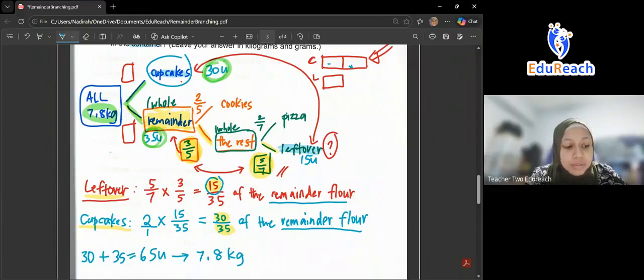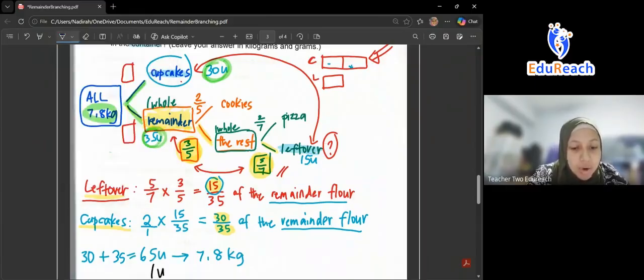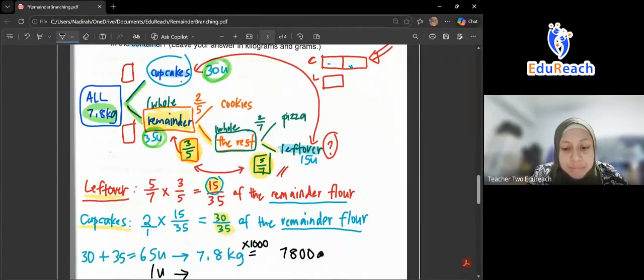Then I solve like normal. 1 unit has a decimal. Never mind. That's the reason why they want you to leave your answer in kilogram and grams. So I can change my kilogram to grams first. Do you remember? You have to multiply by 1,000 to convert your kilogram to grams. Then you can divide. 7,800 divided by 65, you will get 120.